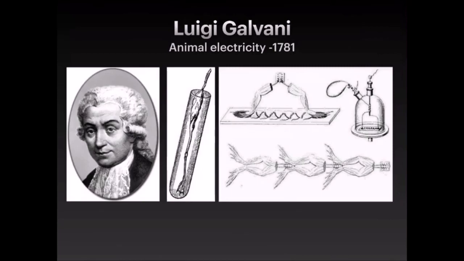Luigi Galvani, an Italian physicist, discovered something he named animal electricity when two different metals were connected in series with a frog's leg and to one another. He found that when two different metals are connected to a frog's leg, the legs of the frog suddenly moved. He named this observation animal electricity.